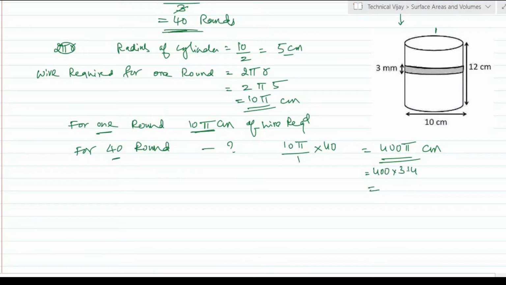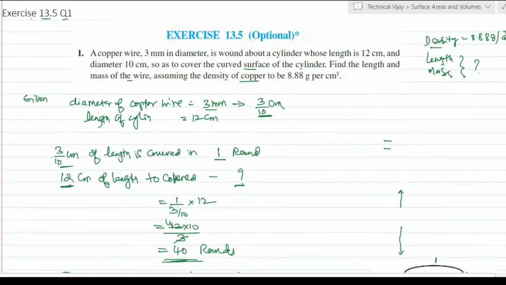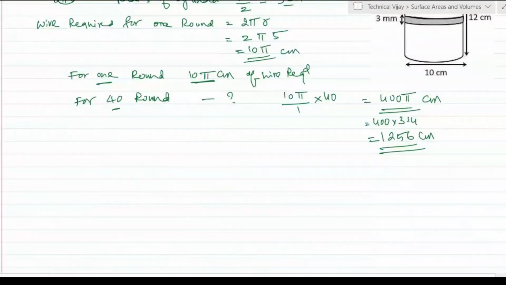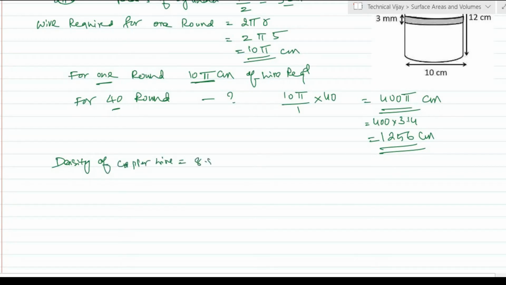So now this is equal to 400 into 3.14. So here this is equal to 1256 centimeter of wire is required. So now he has given density, and we have to calculate the length and mass. So now here the density of copper wire is equal to 8.88 grams per cubic centimeter.